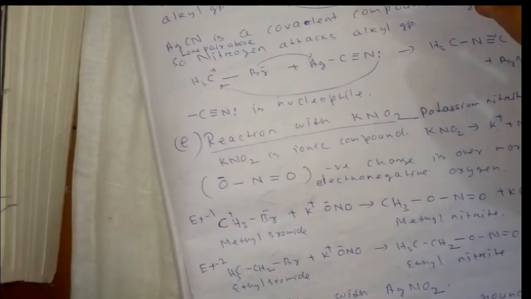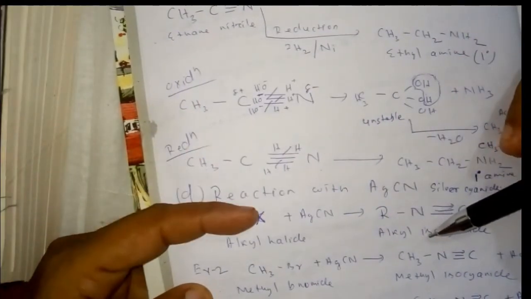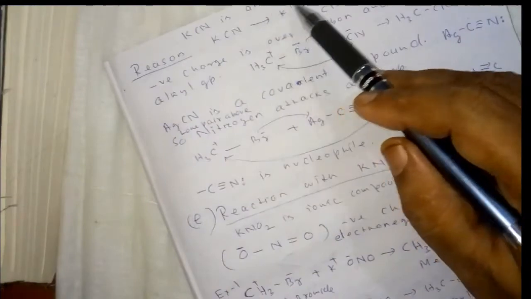Now I will explain the reason for 2 types of products. Here we got 2 types of product, one is cyanide, another is isocyanide. What is the reason behind it? A question may be asked about it. KCN is an ionic compound.